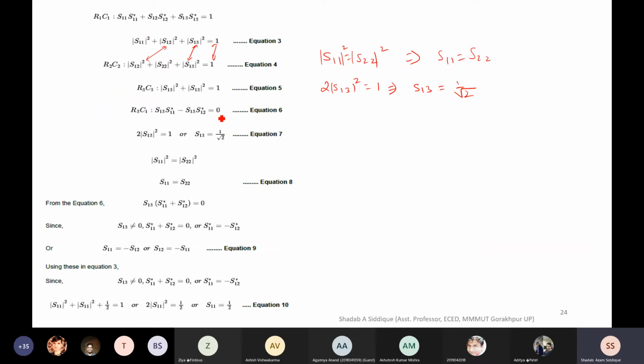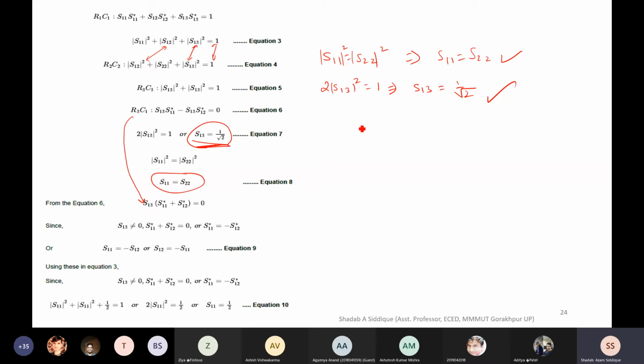So from this we can take S13 as a common. So we got 1 by root 2, we got this one already. Okay, now we can take row 3 here. So S13 we can take outside, and S11 star plus S12 star, which is equal to 0. See, the one condition is that if these two are multiplied, this is equal to 0. So one condition is either S13 is equal to 0 or this term is equal to 0.